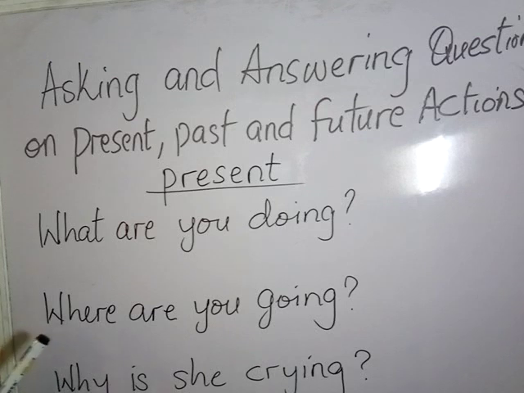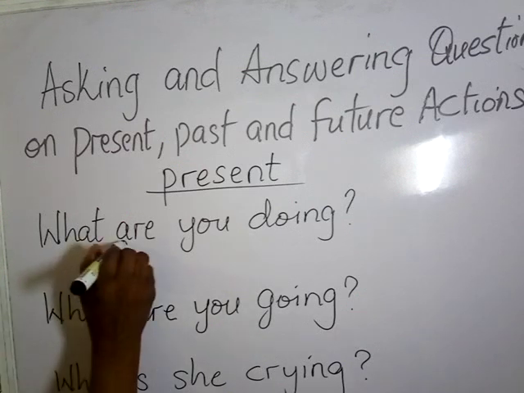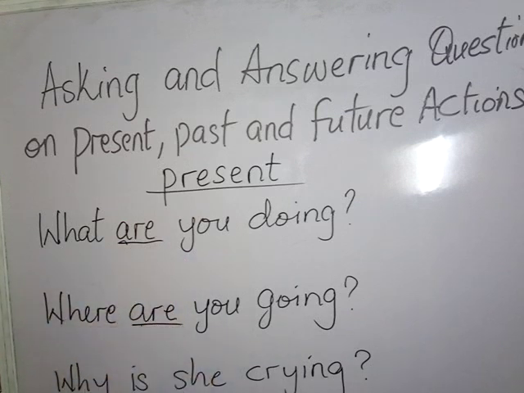And then another question in the present is, where are you going? Where are you going at the moment? Why is she crying? This is a question in the present. The thing is still going on at the moment. And who is singing? Now, if you notice, there are special helping verbs that are used here.